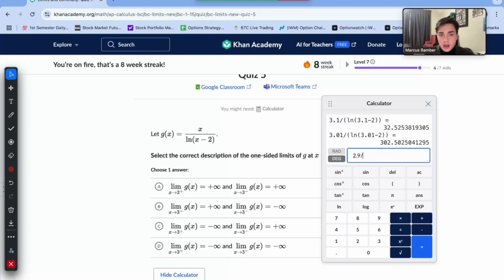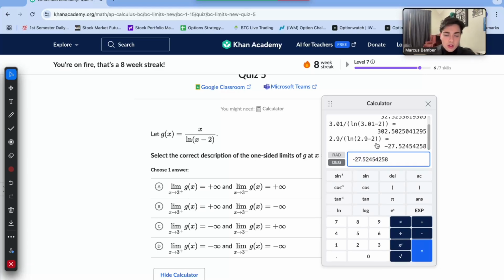So 2.9 divided by the natural log of 2.9 minus 2, close off these parentheses, close off the denominator, we get negative 27.5. But remember, we can only determine once we have two values to see where the direction is going. This could shoot back up.